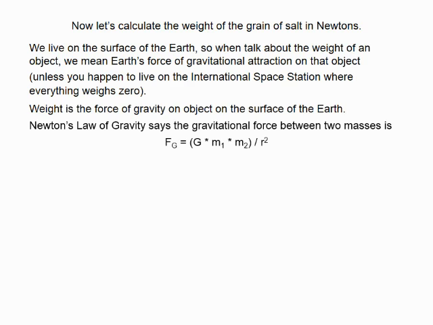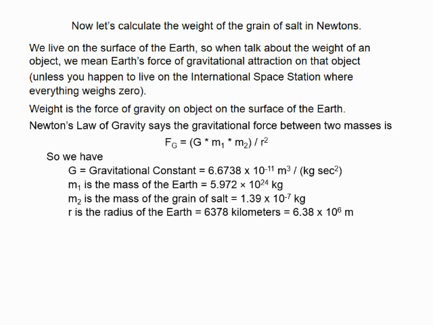Newton's law of gravity says that the gravitational force between two masses is big G times the product of the masses divided by the distance between them squared. So we have big G, the gravitational constant, in units of meters cubed divided by kilograms second squared. M1 is the mass of the Earth in kilograms. M2 is the mass of the grain of salt, also in kilograms. We want to be consistent with our units. And R is the radius of the Earth, which is 6,378 kilometers, or 6.38 times 10 to the 6th meters.